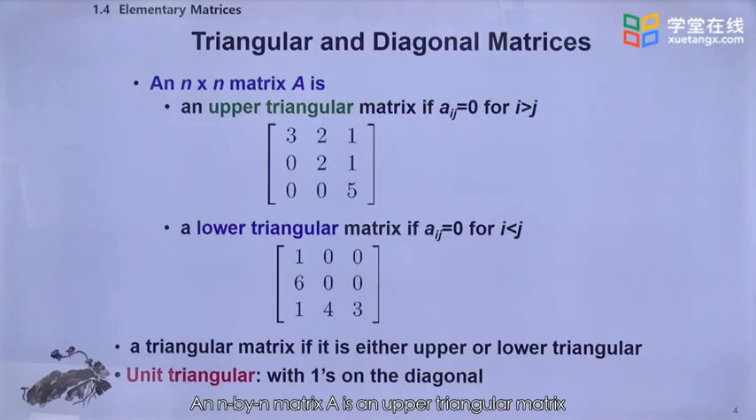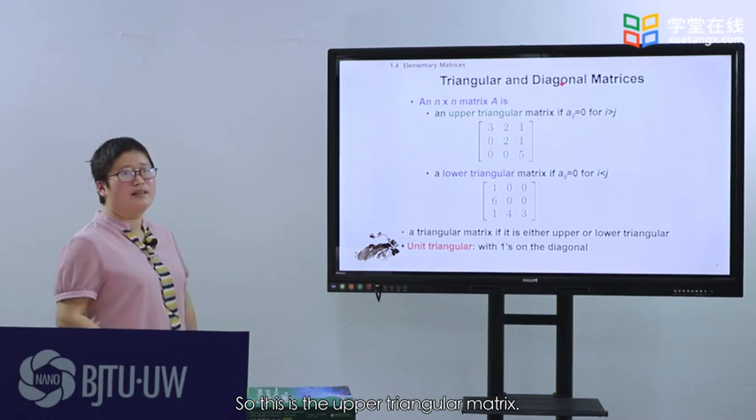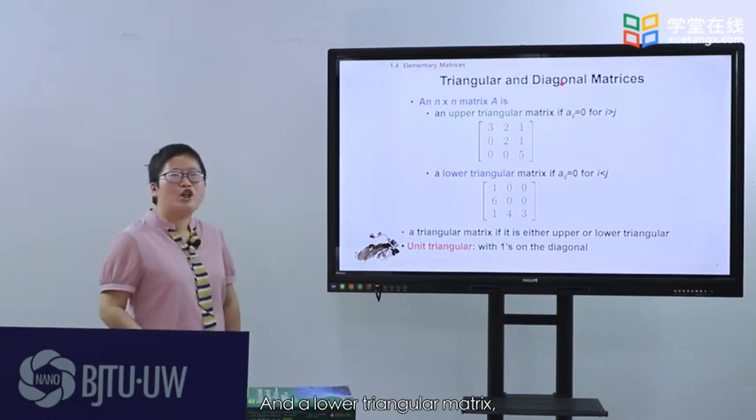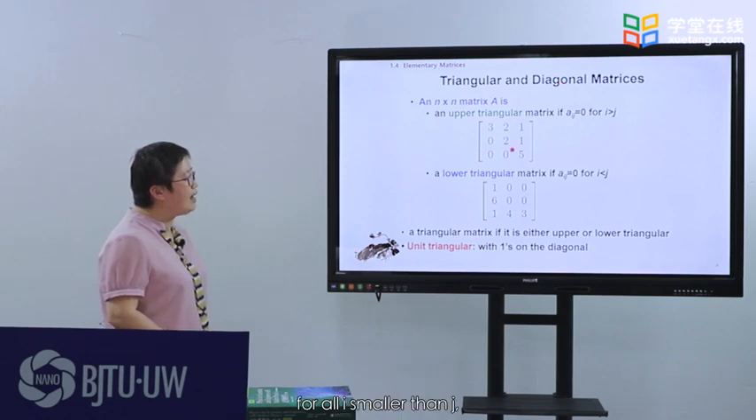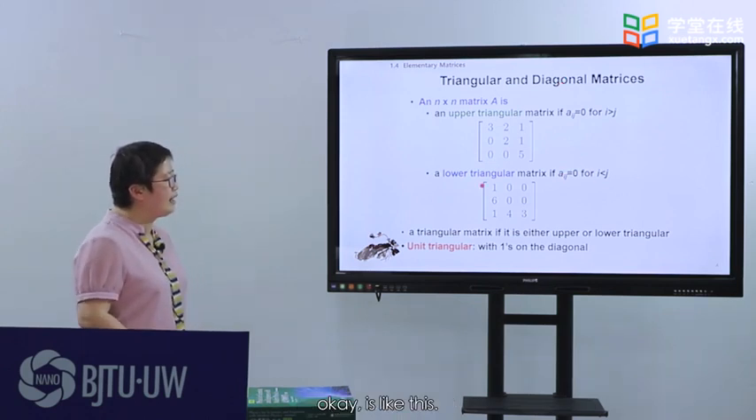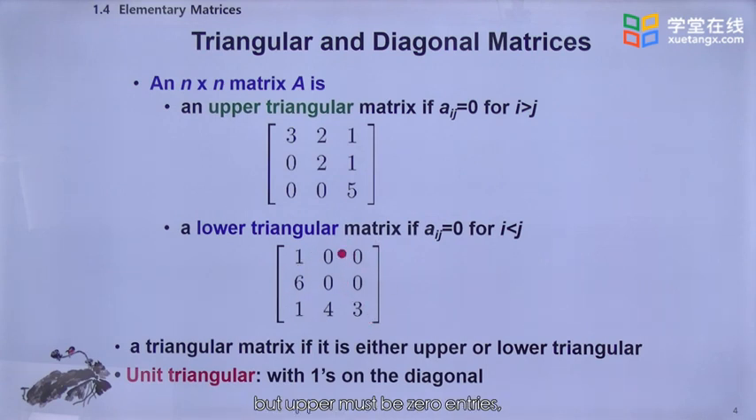An n by n matrix A is an upper triangular matrix if Aij equals 0 for all i greater than j. This means this part, right? So this is the upper triangular matrix. And a lower triangular matrix if Aij equals 0 for all i smaller than j. Okay, like this. So from the main diagonal entries, the lower part can have non-zero entries, but the upper part must be 0 entries.